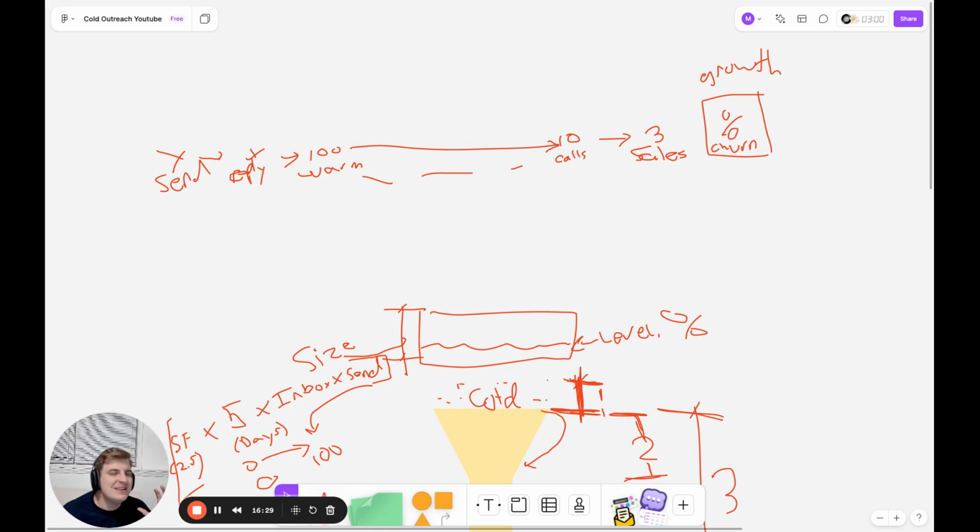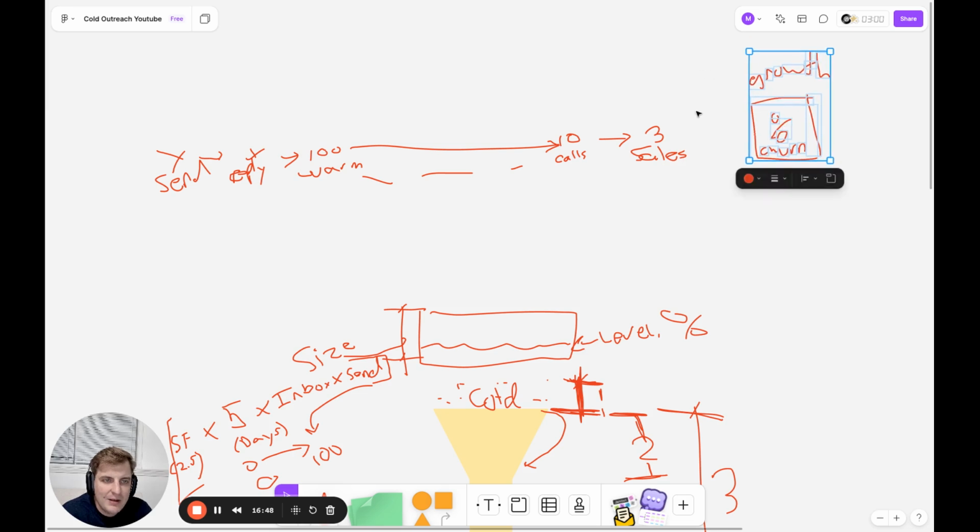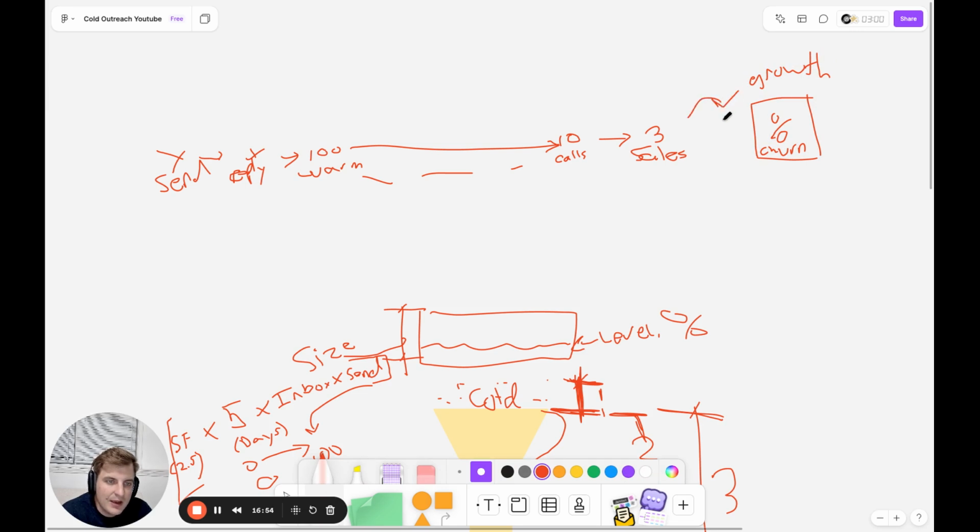So when you are trying to design a cold email system, the first thing you want to figure out is, what is your optimal strategy? What's the end goal here? Are you trying to grow or are you trying to maintain? And the way you do that is you need to check, okay, what's your churn percentage? How many customers do you have come in and how many customers do you have come out? What's your churn percentage? So let's just say it's 10%.